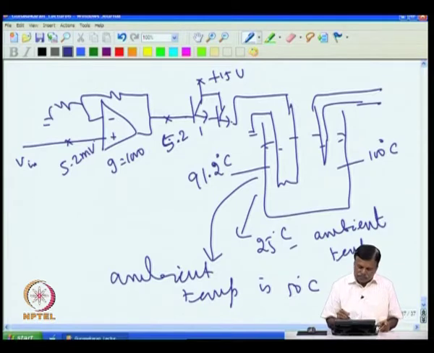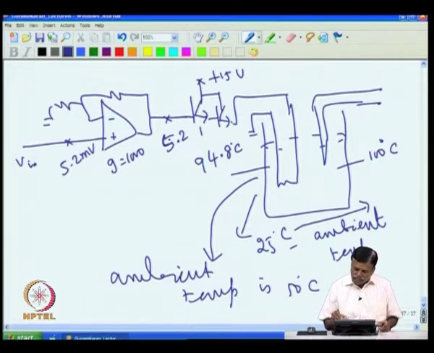Now what happens, when the ambient temperature goes to 50 degree, this will come to 5.2 millivolt, and that 4 volt is enough to maintain this. So this temperature will not be 91.2 now, this temperature will be 94.8 degree. That means when the ambient temperature increased to 50 degree, this has gone to 94.8 degree C. When the ambient temperature was 25 degree C, the oven was 91.8 degree C.